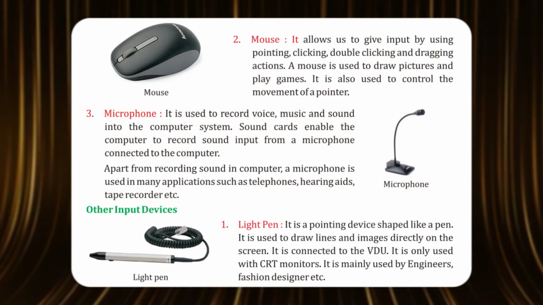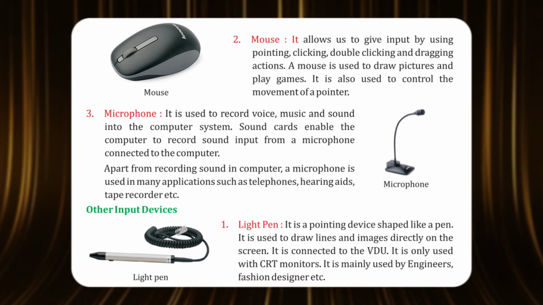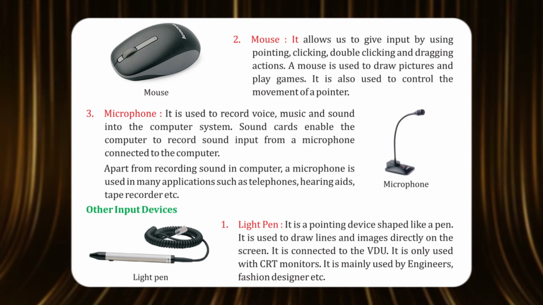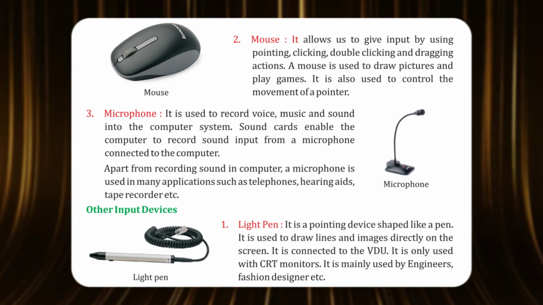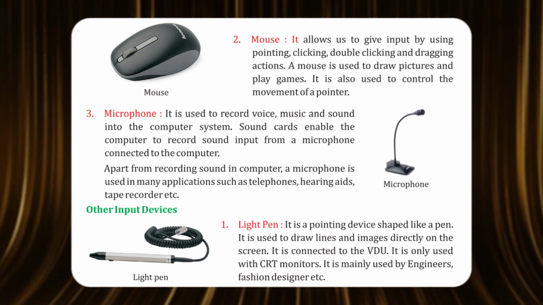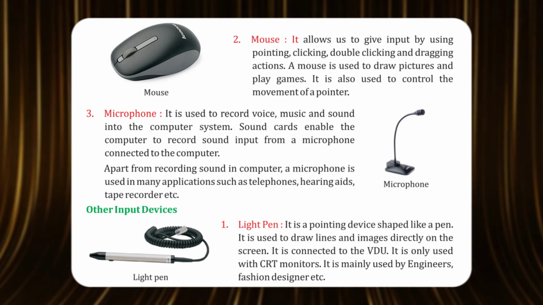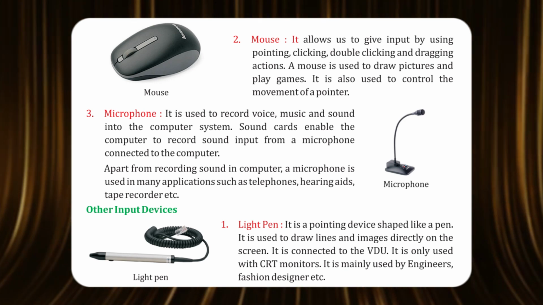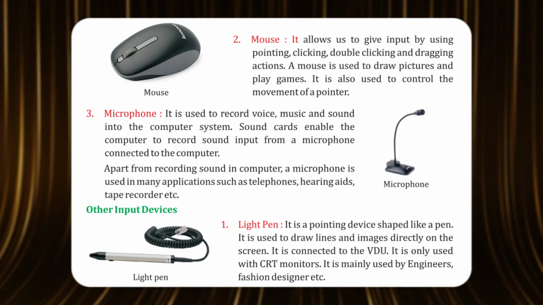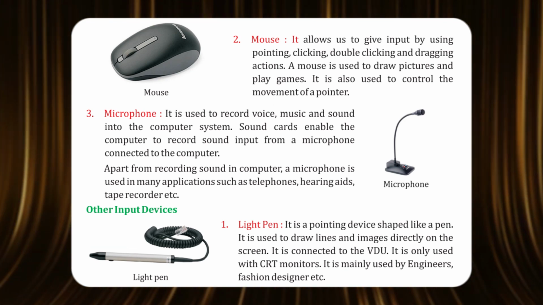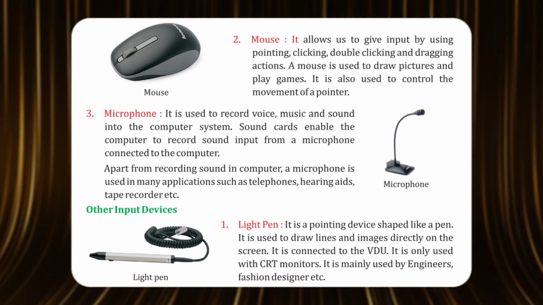2. Mouse. It allows us to give input by using pointing, clicking, double-clicking and dragging actions. A mouse is used to draw pictures and play games. It is also used to control the movement of a pointer. 3. Microphone. It is used to record voice, music and sound into the computer system. Sound cards enable the computer to record sound input from a microphone connected to the computer. Apart from recording sound in computer, a microphone is used in many applications such as telephones, hearing aids, tape recorder, etc.